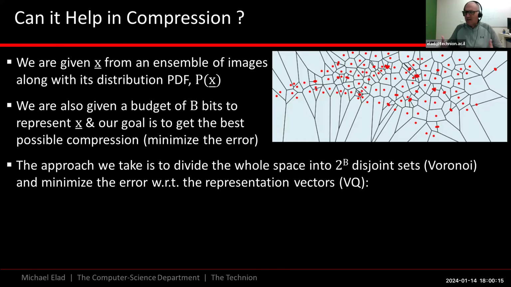And the compression mechanism goes like this. You gave me an image. Suppose that God gave me the tiling, okay? The tiling is ready. I'm asking which tile am I falling into? And you tell me, oh, you are in tile number 377. Okay, I'm sending to the other side B bits that tell you the number 377.